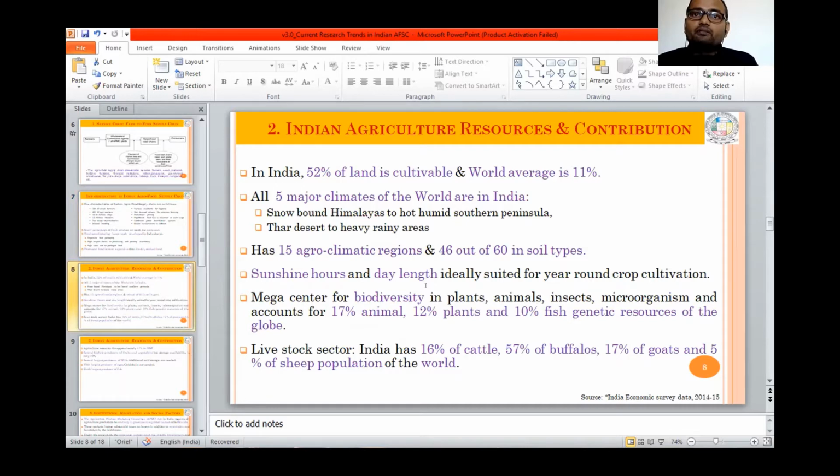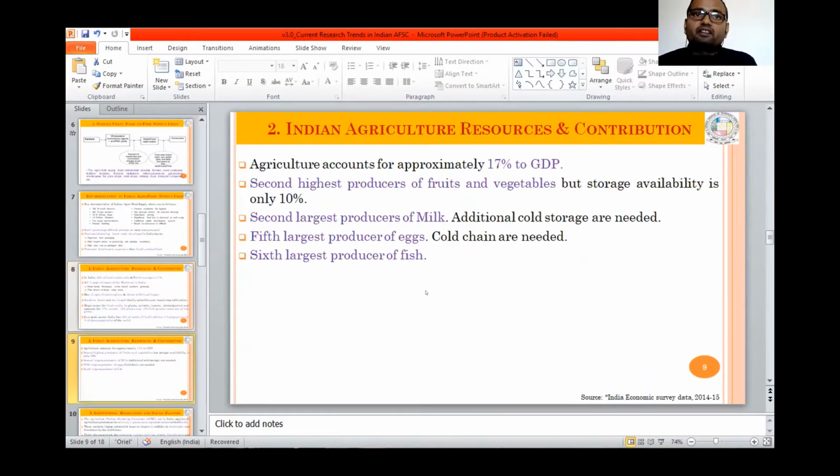India is the largest producer of many produces, and sunshine hours and day length are ideally suited for all year around. If you see the example of Canada and some other European countries, they are not able to harvest for almost 3 or 4 months because there is snow. But in India, the context is different. We can produce throughout the year, and we are very rich in biodiversity and the livestock sector also.